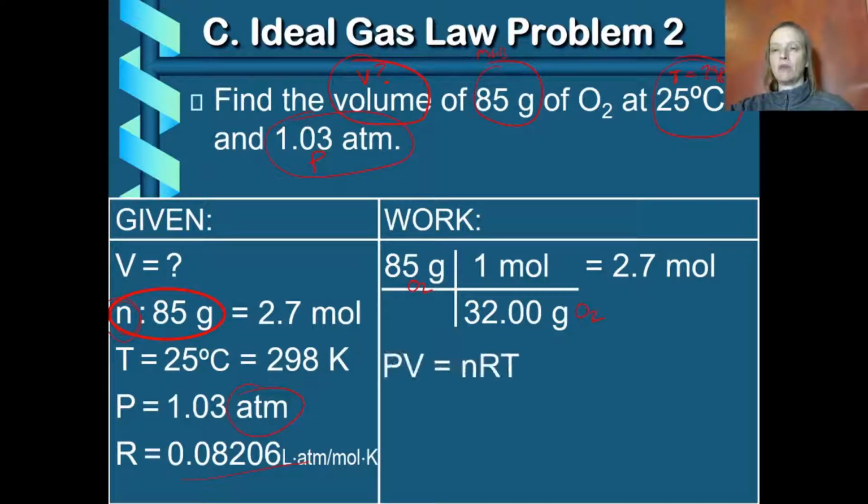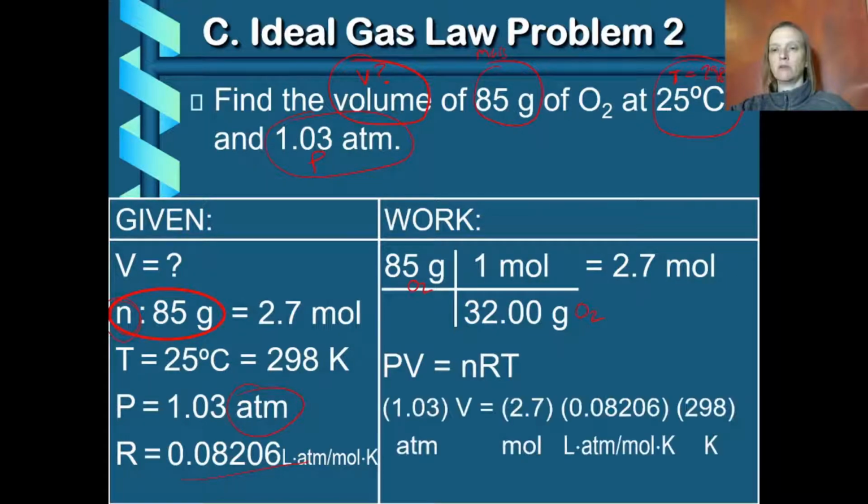So I've got my PV equals nRT. I plug in my pressure, 1.03 atmospheres. I don't know my volume, so I leave it as V. I plug in my number of moles, I plug in my R value, and I plug in my temperature. Solving for V by dividing both sides of the equation by 1.03, I get as my answer 64 liters.